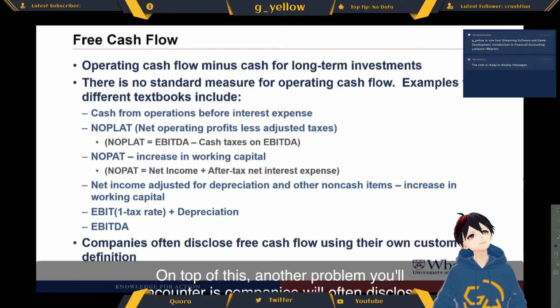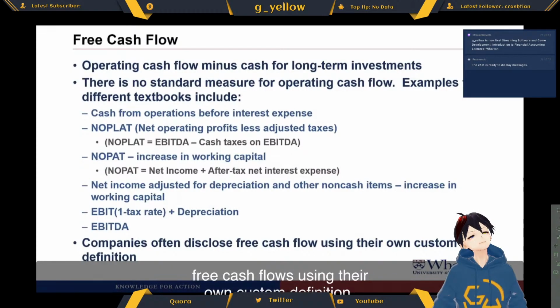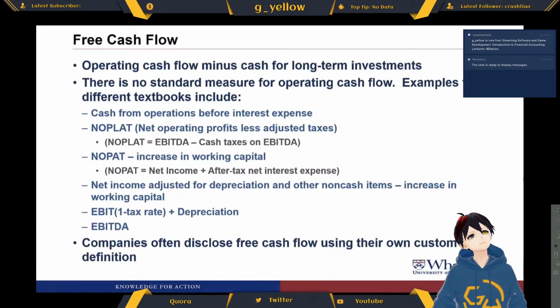And on top of this, another problem you'll encounter is companies will often disclose free cash flows using their own custom definition. And what you'll find is that definition often changes across companies, or companies will change it across years. So if you're using any kind of cash flow measure, the most important thing is to figure out how it's actually defined, because some of these measures are defined much better than others.